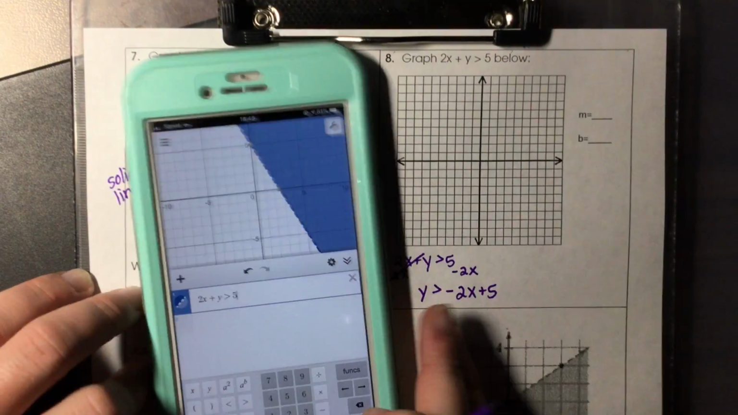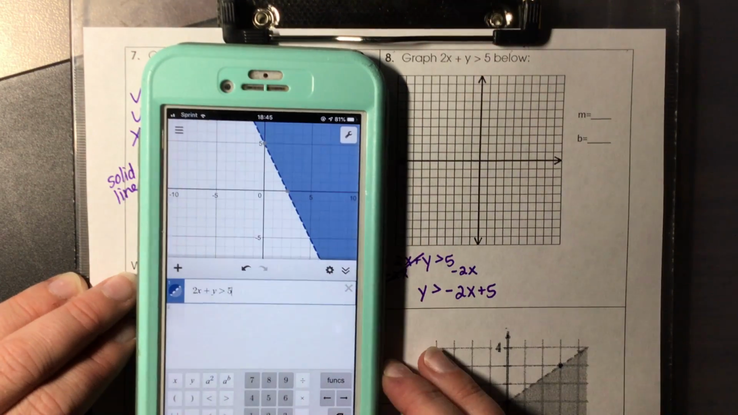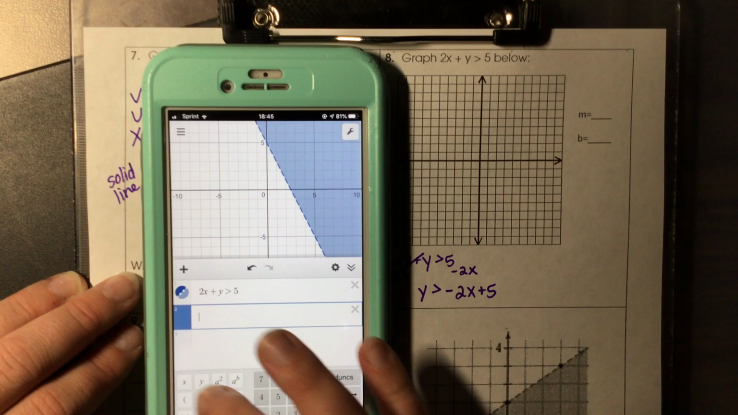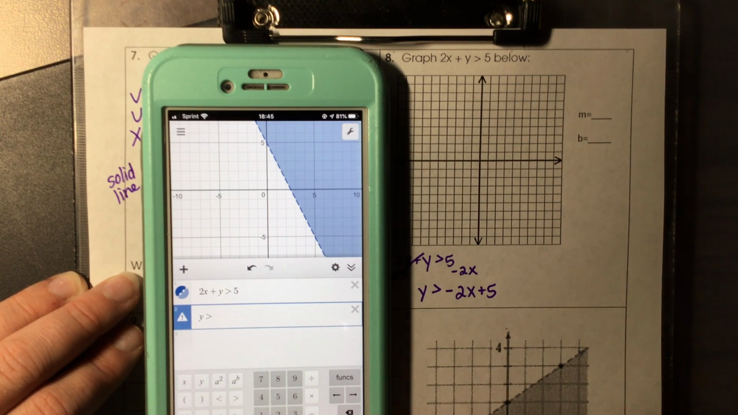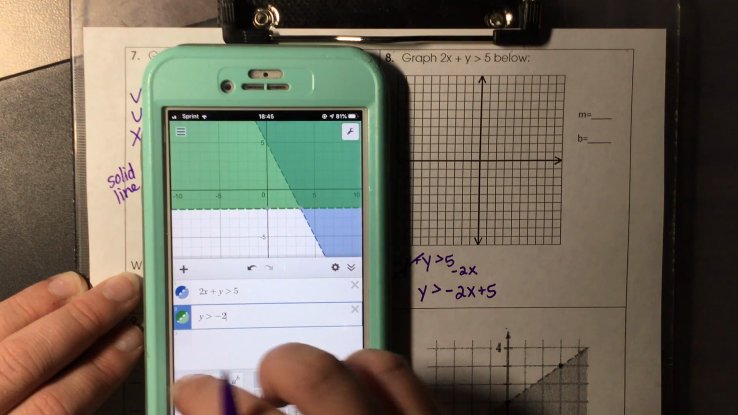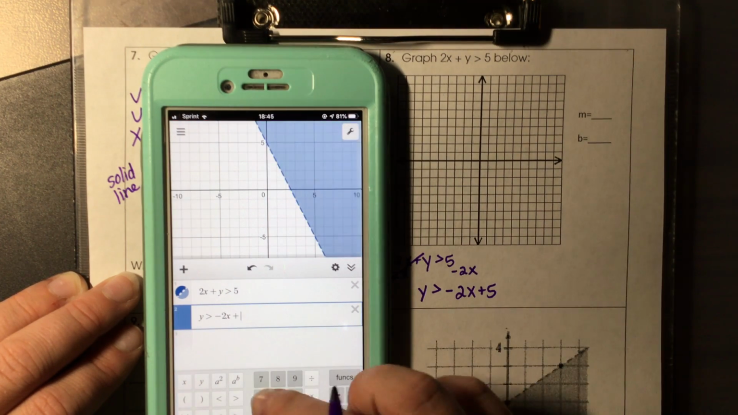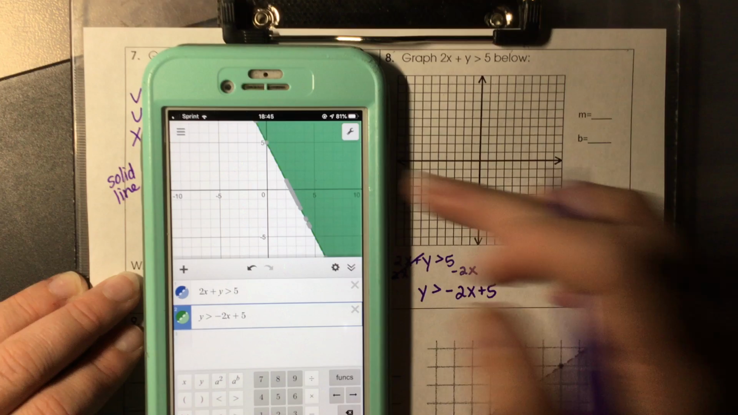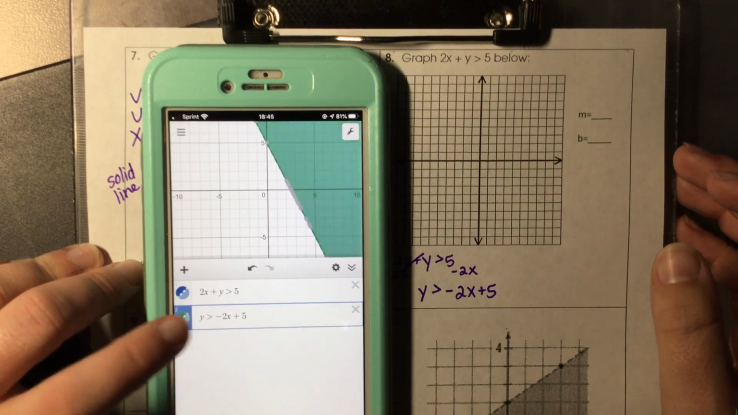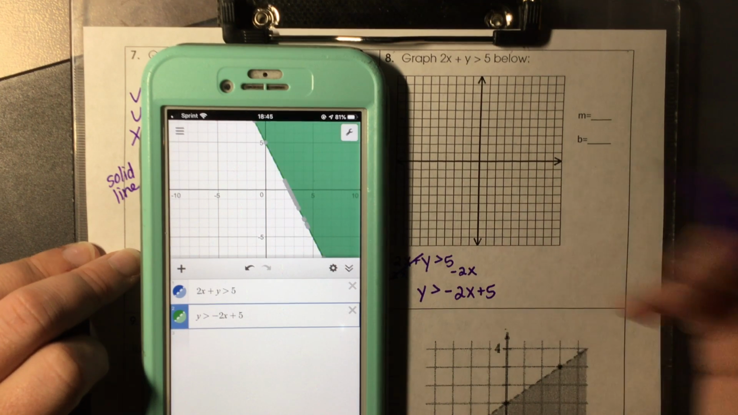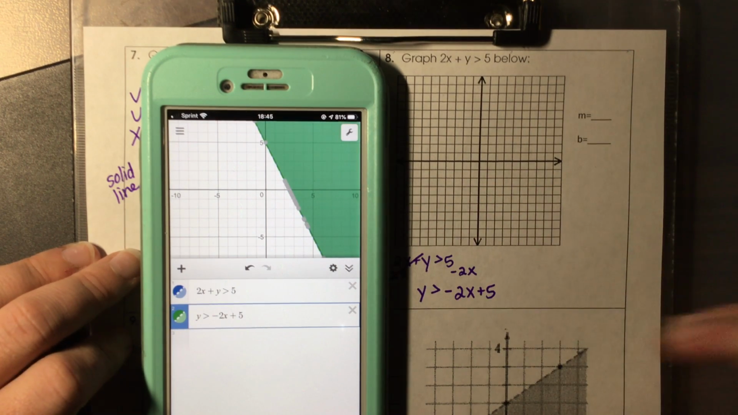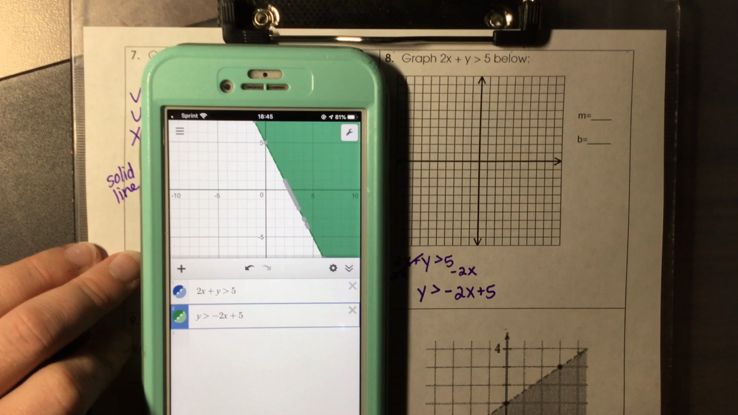Now I can go ahead and check that in Desmos just to make sure I did it correctly. So I have y is greater than negative 2x plus 5. I can now see that it is the exact same. If I'm looking at my original line and I draw my second line there, I can see that it's double shaded because that represents the same exact line.